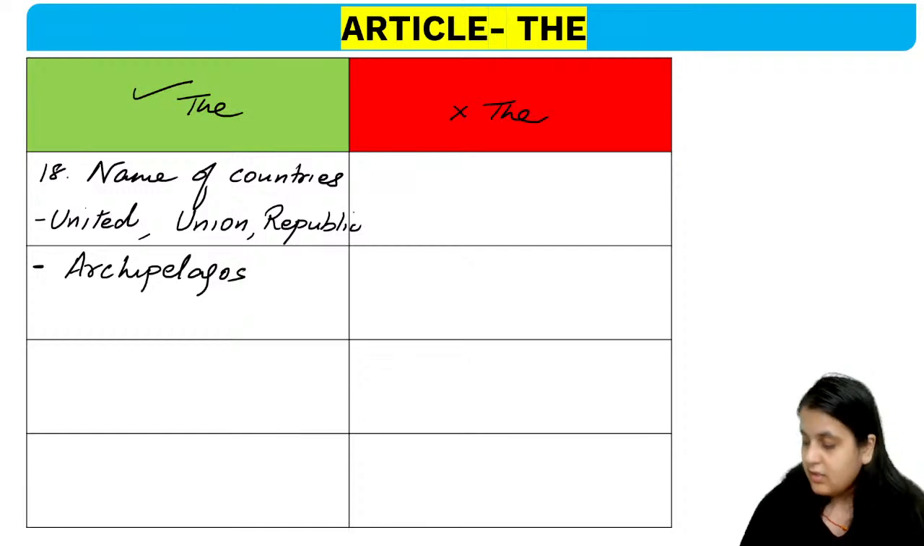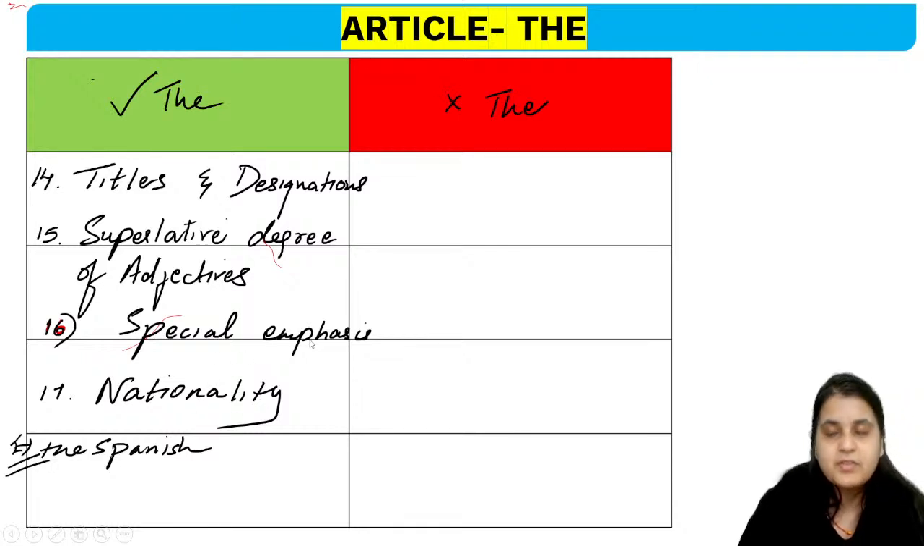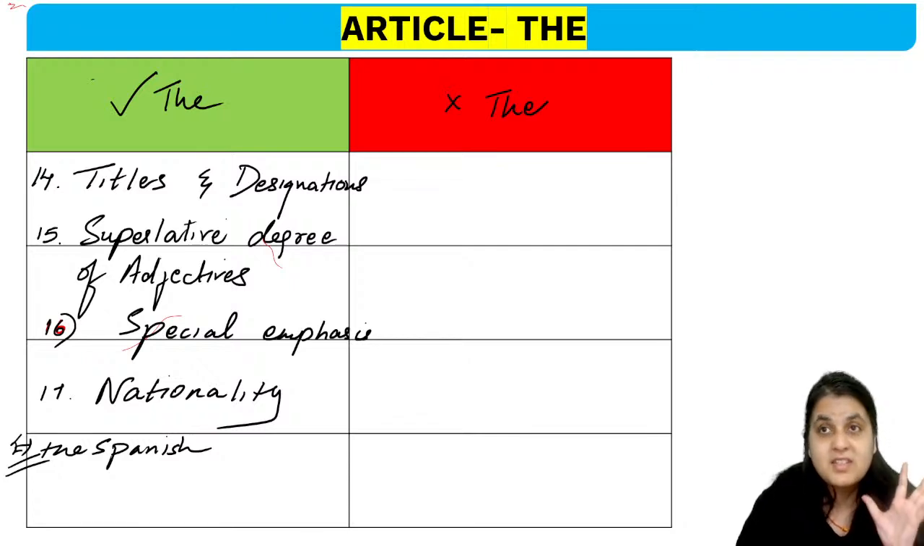16th one again. The Indians also. The Indian national flag. We use the Indian. Correct. 16th one, special emphasis. For example, Aritra, you watch a movie and you say this is the movie of the century. Why do you say the movie of the century? You want to say this is the ultimate film. So when you're talking about special emphasis, you use it.